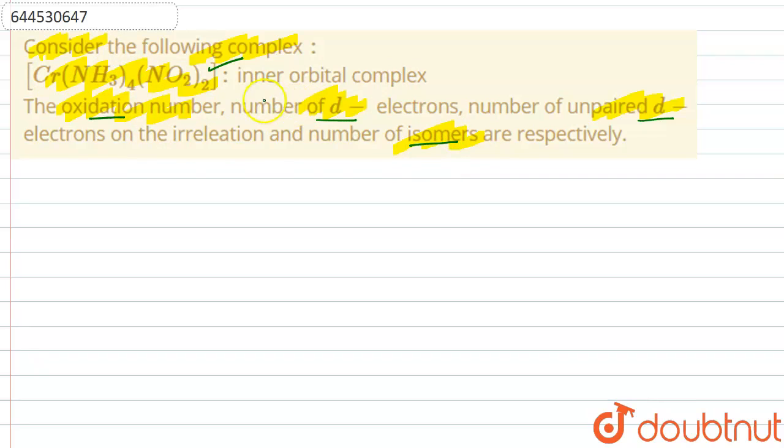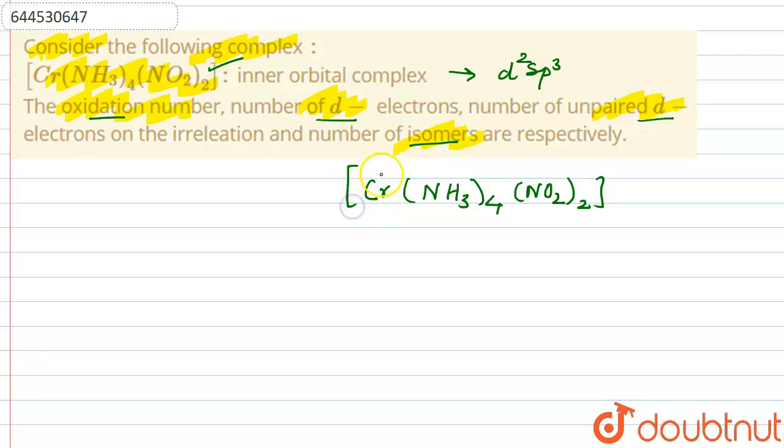Okay, so it is given that it is a kind of inner orbital complex. So its hybridization will be d2sp3. Okay, so now the first step is to find oxidation number. To find oxidation number, let this complex be this, with NO2 twice. So let for this chromium it be X. And for this ammonia, it is 0. For this it is -1.